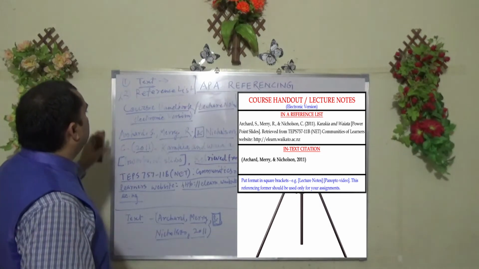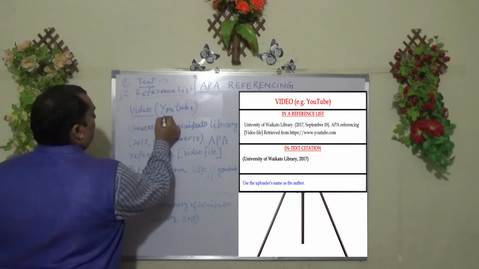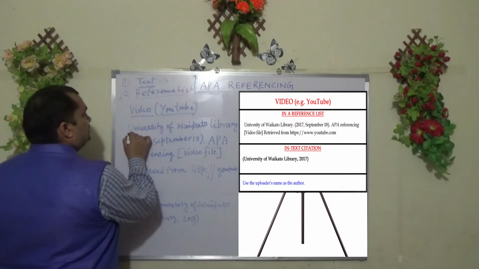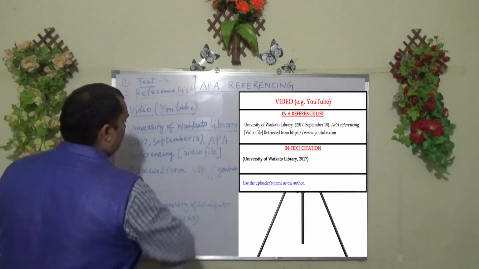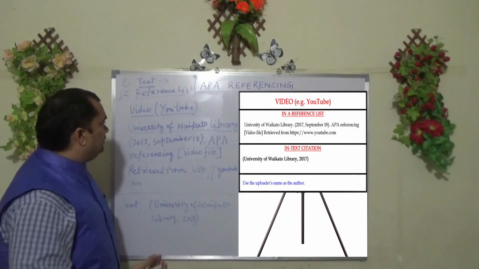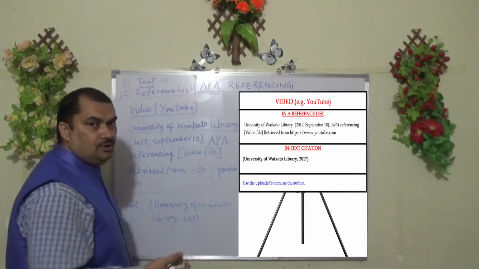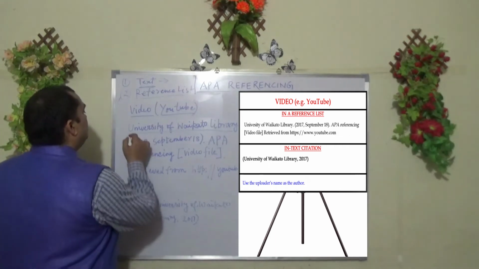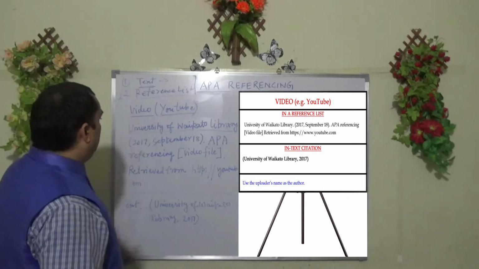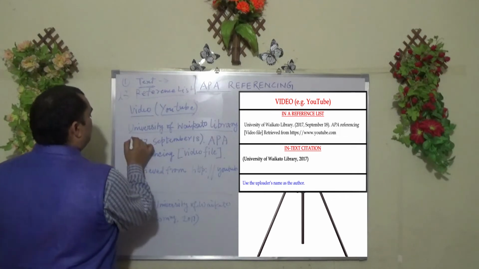Now I am going to take the next document. This is the case of a video published on YouTube by the University of Waikato Library. How do we cite it while preparing the reference list? We write the publisher name. Suppose it is a video which is published or created by any university or any body or organization or author. So we write here University of Waikato Library. Suppose this document has been published by this particular body on YouTube.